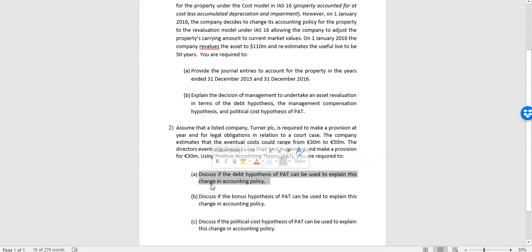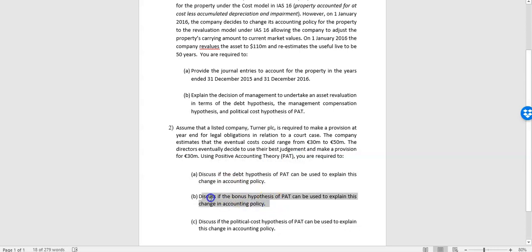By choosing the lower provision, you increase your profits, and by increasing your profits, you relax your debt covenants. Higher profits means you look better to the bank. So the debt hypothesis could be used to help explain it. It does not mean it does explain it, but it can be used to help explain it.